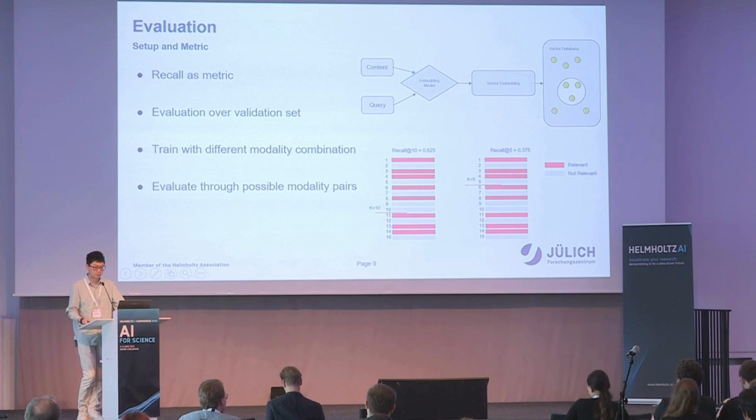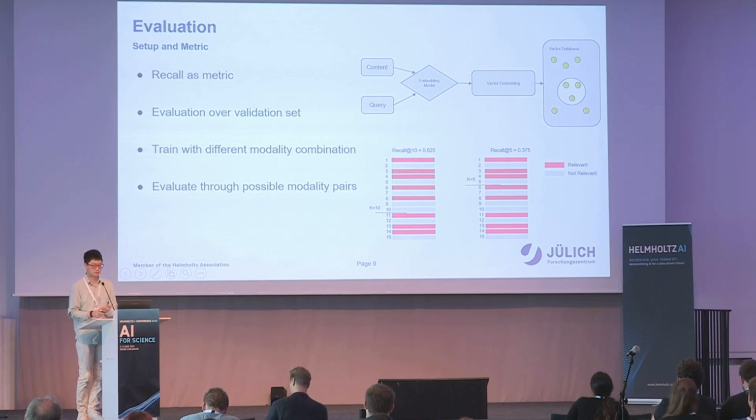To preliminarily evaluate our models, we will use recall as our metric. The evaluation will go through the whole validation dataset. And to demonstrate the influence of different modalities on our models, we will train with different modality combinations, and evaluate through all possible modality pairs. For example, if we train with crystal structures, PXRD, and DOS, then during evaluation, we will evaluate the retrieval task between crystal structure and DOS, crystal structure and PXRD, and DOS and PXRD.